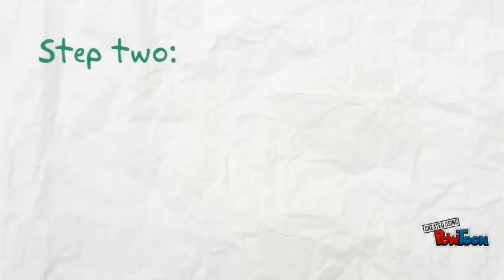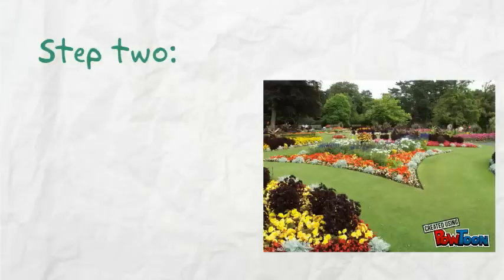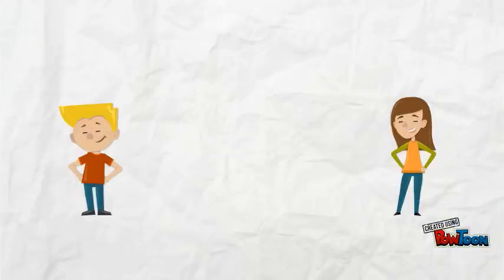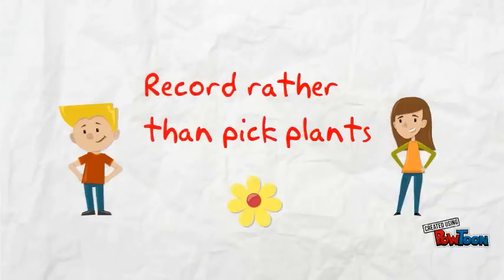Step 2. Now that the children can recognise what a Fibonacci number is, they can see for themselves the wonder and beauty of this sequence in action through a Fibonacci flower hunt. The children could be equipped with a chart documenting their findings, plus a list of questions to consider while they explore and collect their data. I also recommend that children record the flowers and foliage through numbering and sketches rather than picking parts off plants.